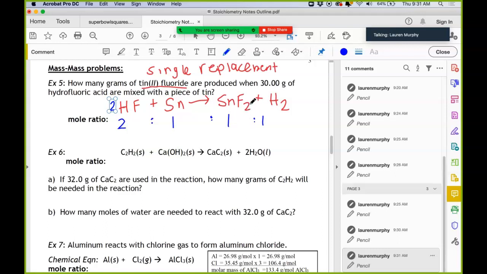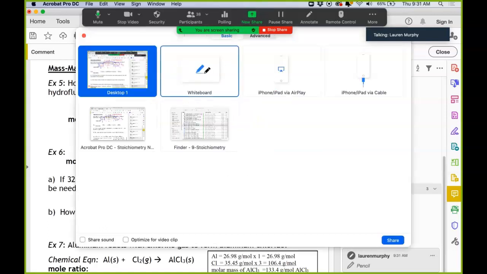Okay. So let's talk about what we have and what we need. So we have 30 grams of hydrofluoric acid. So we have this number. And they want to know grams, not moles, grams of tin 2 fluoride. So that's this guy. So I have to, in essence, jump from HF over to tin 2 fluoride. The only way I can do that is with mole ratios. So if I'm in moles, I can start off with mole ratios, but I'm not. I am in grams. So here we go.